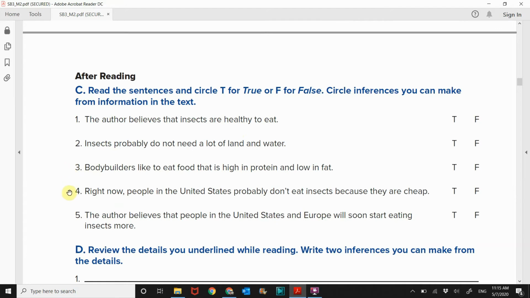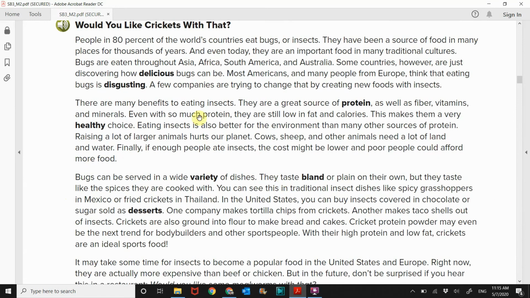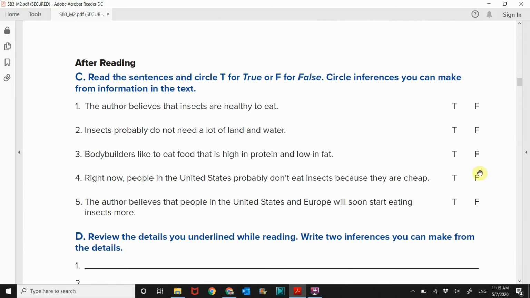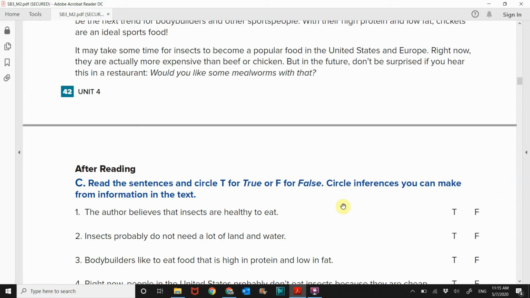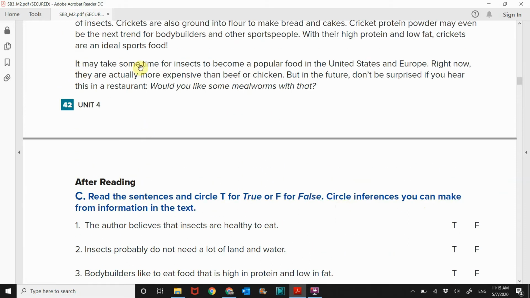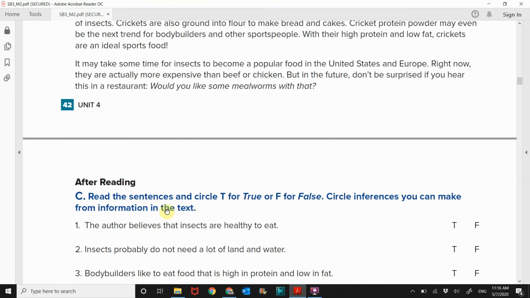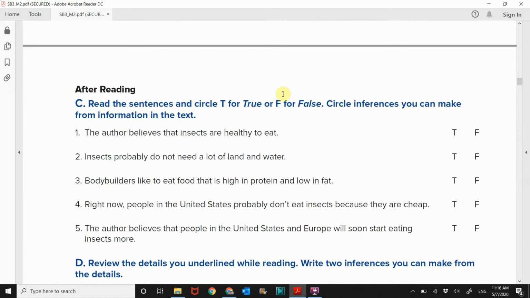Number 4, right now, people in the United States probably don't eat insects because they're cheap. That's false. False. He says disgusting. So number 4 is false. Number 5, the author believes that people in the United States and Europe will soon start eating insects and more. That is true. All right. So it is also an inference, so circle that one. It may take some time to be popular. That means that he thinks eventually it will be popular.